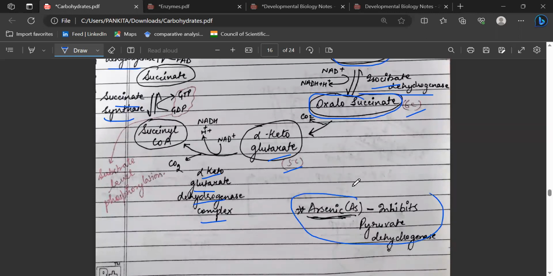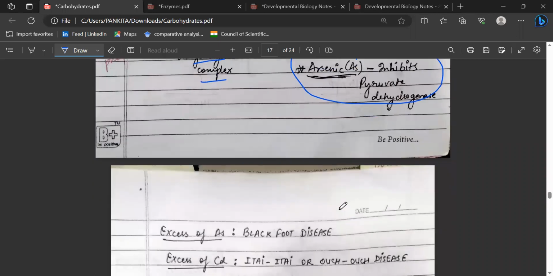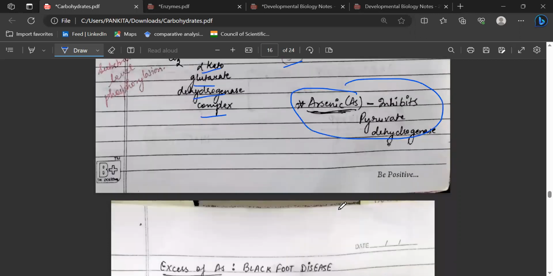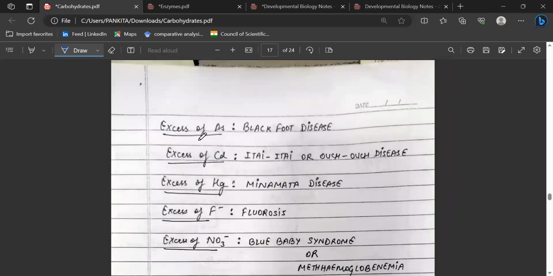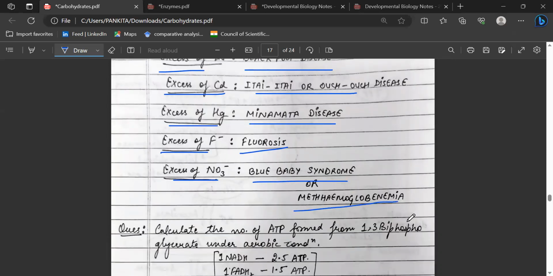Arsenic is one compound which inhibits pyruvate dehydrogenase. So blockages show how the presence of different elements affects the body. Excess of arsenic causes blackfoot disease. Excess of cadmium causes itai-itai, or ouch-ouch disease. Then excess of mercury causes Minamata disease. Excess of fluorine causes fluorosis. Excess of nitrate causes blue baby syndrome, also known as methemoglobinemia.